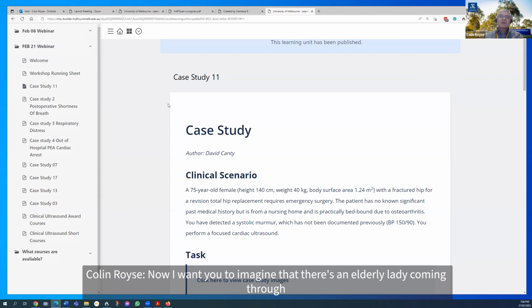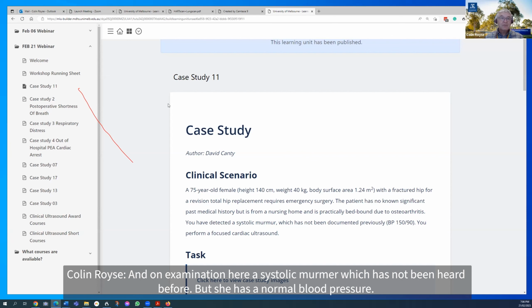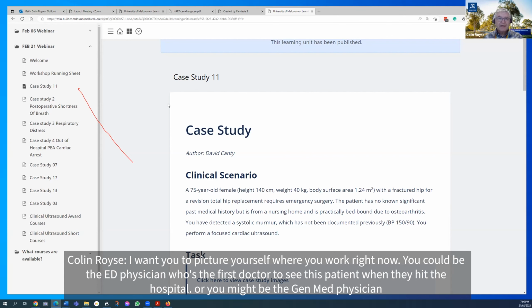Now, I want you to imagine that there's an elderly lady coming through who's small. She's fractured her hip. She's had previous hip surgery, but she needs really a total hip replacement. And this is emergency surgery. She's got no known past history of much, but she's from a nursing home and really is quite limited in exertion. And on examination, you hear a systolic murmur, which has not been heard before, but she has a normal blood pressure.